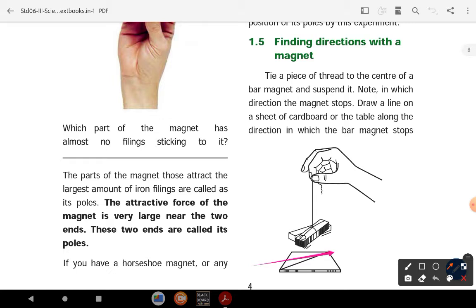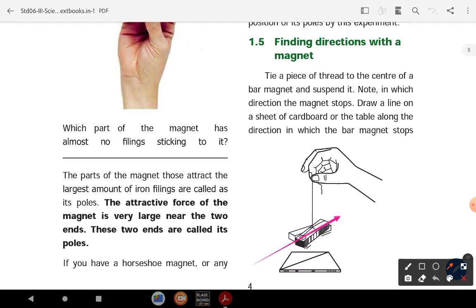And now you will know what the direction is. So you got a line here. Can you see this line here? It will be parallel to this. You draw a line below, parallel to this, in the same direction in which the magnet stands. You have to draw the line below.